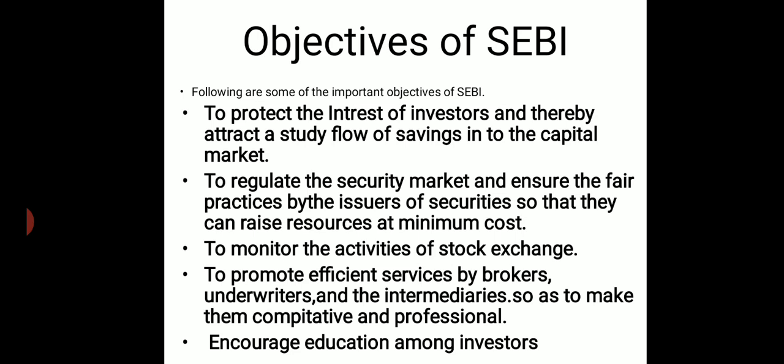And this was the reason why SEBI was formed. Among the main objectives, primarily, preventing malpractices is one of them, and it helps to curb fraudulent practices by maintaining a balance between statutory regulation and self regulation, so that they can raise resources at minimum cost. And the next, to monitor the activities of stock exchanges, and for the fair and proper functioning it is needed to monitor the activities of stock exchanges.